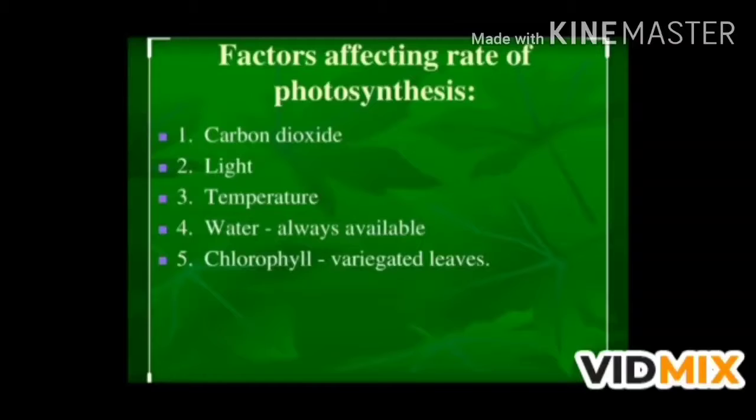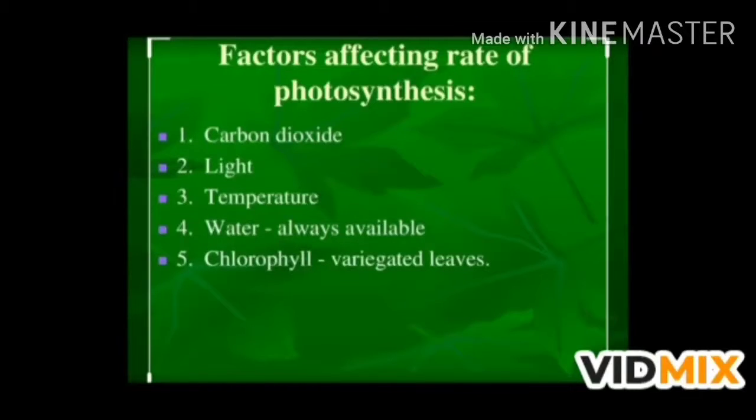Then temperature. The temperature does not affect the light reaction but affects the dark reaction markedly. The effect of temperature on photosynthesis varies from plant to plant. Last one is carbon dioxide and water. Poor availability of carbon dioxide and water lowers the extent or rate of photosynthesis.